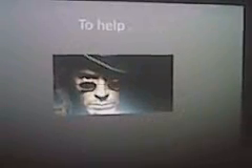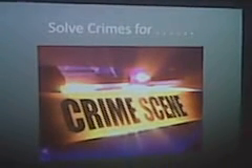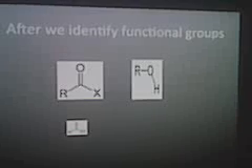These techniques are a way to help solve crimes for detectives and law enforcement after we identify functional groups. We will need the hydrocarbon spectral database at the NIST. And it is a database of these groups.